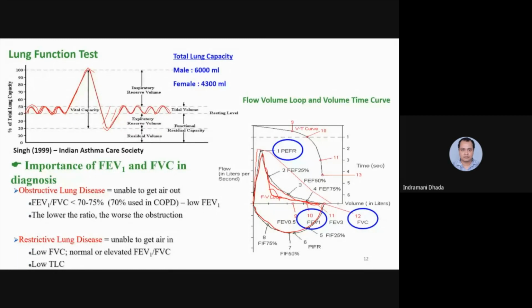Okay, so there are certain indications from this graph we can easily measure, and this is tested through the lung function test using a spirometer. Okay.